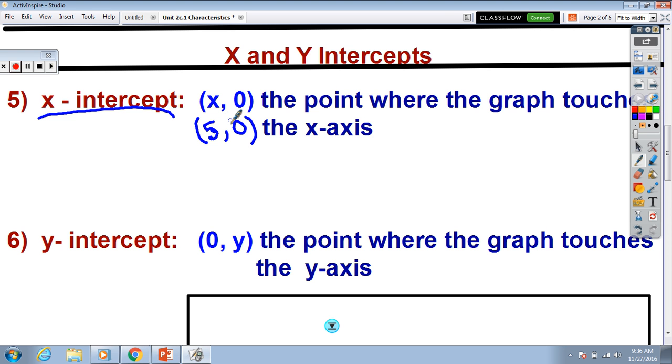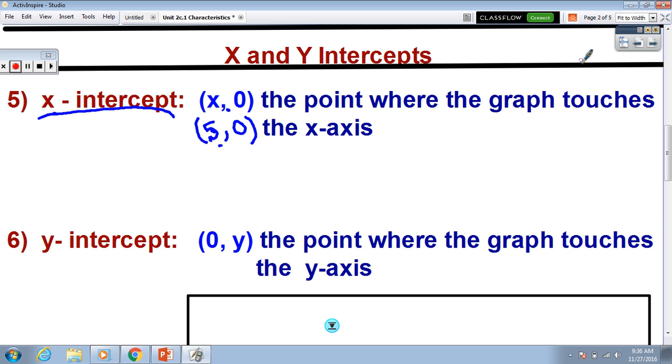On your EOCT and on your CDA, they will give you several points that have the number 5. One of your points will have the number 5 first, and one will have the number 5 second. So you have to pay attention to where they put it. If you're identifying the x-intercept, x should get the number. That's the easiest way to remember it. This is the point where the graph touches the x-axis, because we're talking about x-intercept.